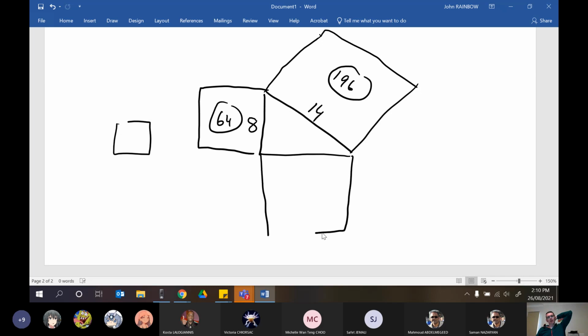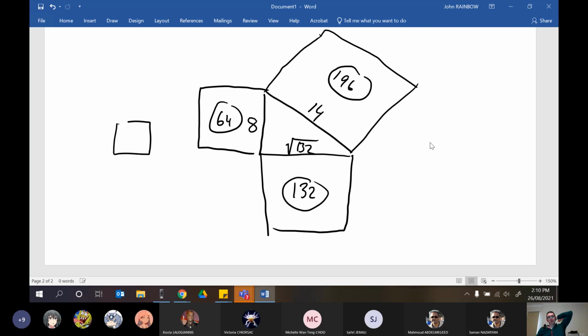Well, when you think about it, it's going to be the difference between these two, because these two need to add up to that one, right? So that's going to be 132. So the length of it is the square root of 132.